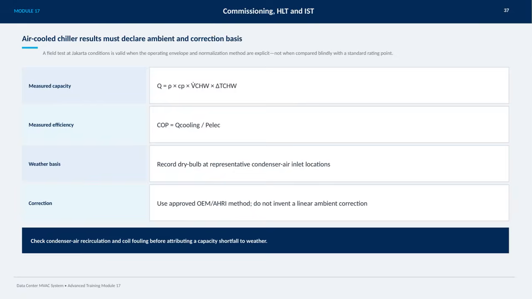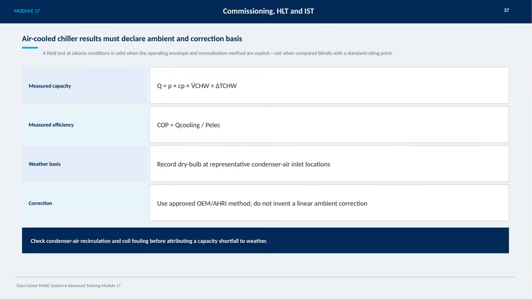On this slide, we focus on the importance of clearly declaring the ambient and correction basis when reporting air-cooled chiller results. A field test conducted under specific conditions, like those in Jakarta, is only valid if the operating envelope and the normalization method are explicitly stated. It's not reliable to compare results directly to a standard rating point without context.